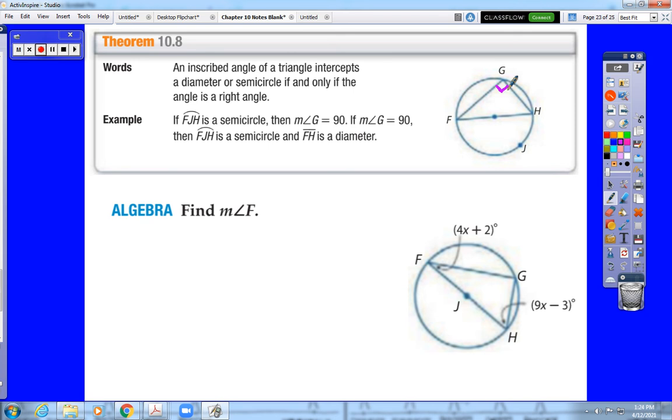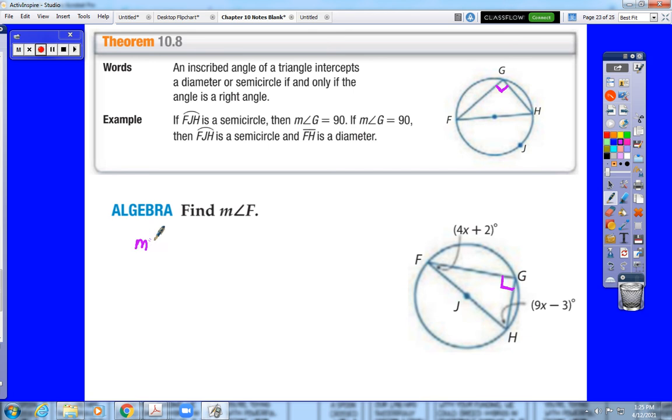Now how is that going to be applied? Well, it's going to be applied using, again, a property we should already know. Look at the example down here. What do we know about angle G in that picture? Yeah, it's intercepting a semicircle because FH is a diameter, yes? Which means angle G has to be 90 degrees. Okay, so what kind of shape is inscribed in this circle here? A triangle. And what do we know about triangles? Their three angles add up to 180 degrees.